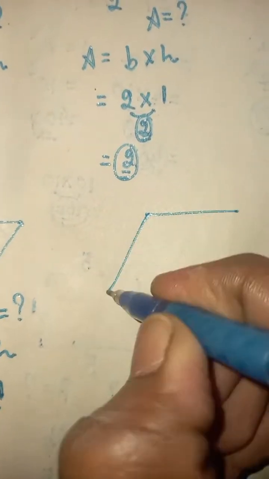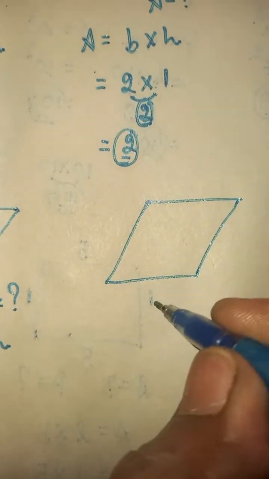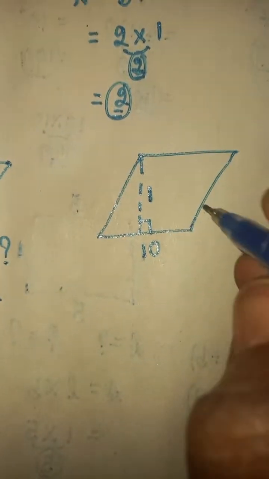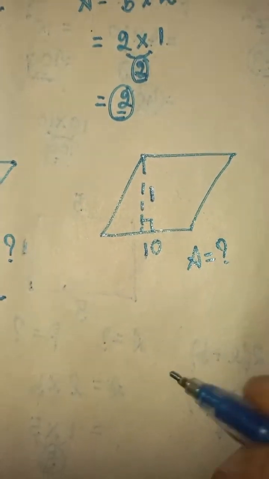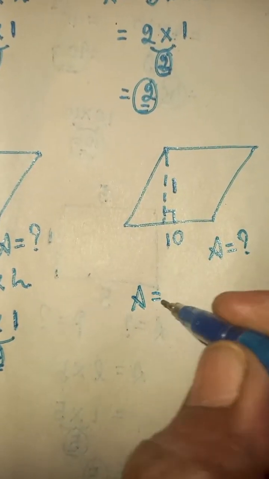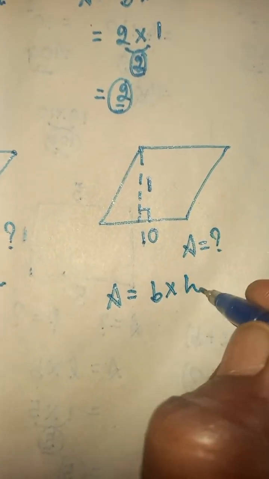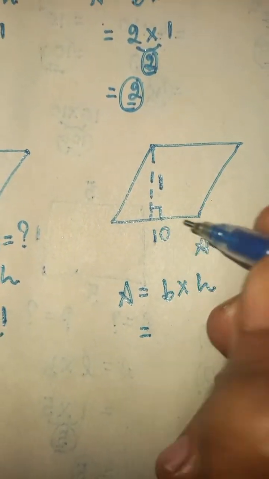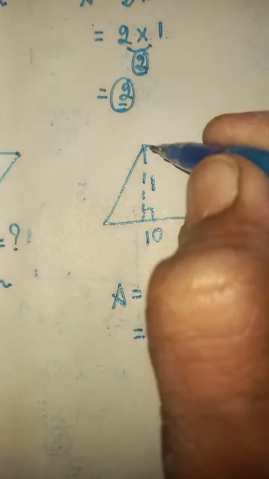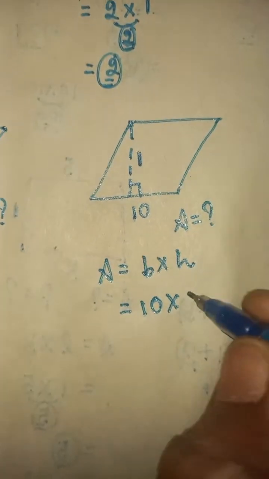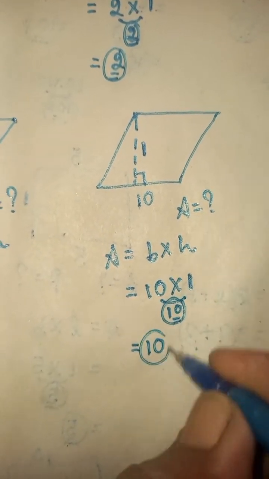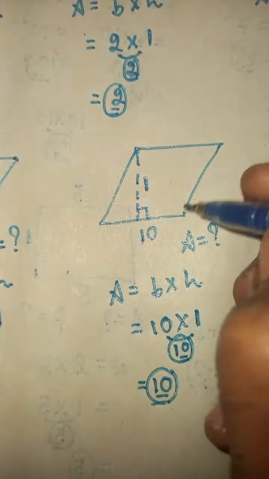Let's take the final parallelogram. In this final parallelogram, they have given the base length as 10 units and the perpendicular height as 1 unit. You need to find out the area of this parallelogram. Area of this parallelogram is base times perpendicular height. So this is the base which is 10 units times this is the perpendicular height which is 1 unit. 10 times 1 is 10 units. So 10 square units is the area of this parallelogram.